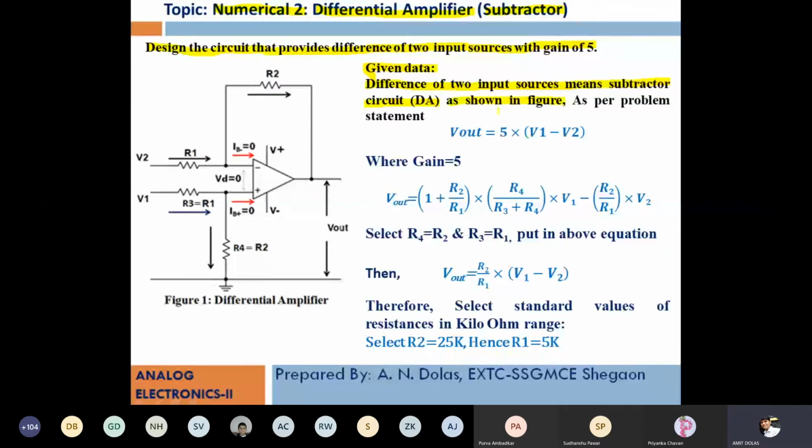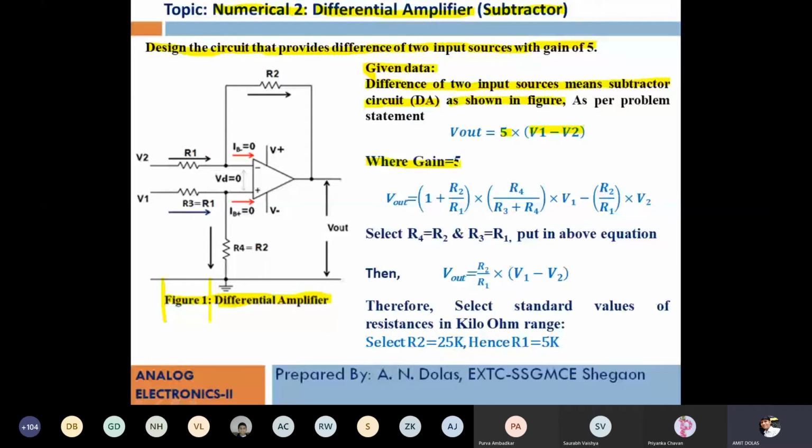What is the statement? The statement is the difference of two input sources. The input sources are non-inverting and inverting. Generally, to the voltage we are applying at the non-inverting terminal, assign V1, and to the one applied at the inverting terminal, assign V2, to avoid confusion. This is the standard. If you refer to certain books, the non-inverting source is always shown by V1 and the inverting source by V2. Somewhere it is VA and VB. So the difference is V1 minus V2, which is to be amplified by a factor of 5. So I multiplied the subtraction of V1 and V2 by a factor of 5, wherein gain is equal to 5.